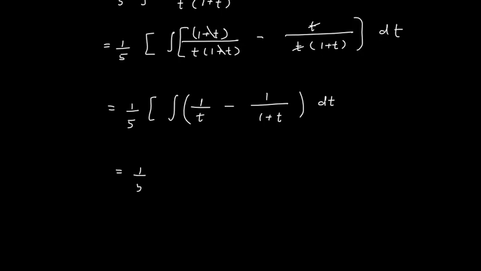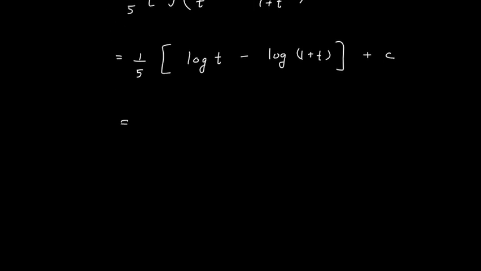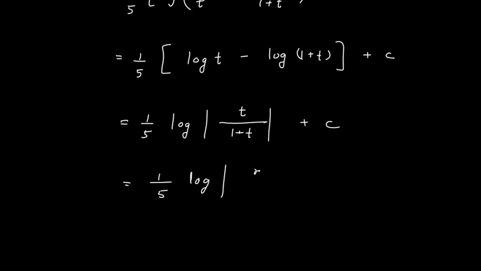So this is 1 divided by 5, and here integration of 1 upon t is what? It is log t, minus log of (1 plus t), plus c. Okay, so this you can write as 1 divided by 5 log of t upon (1 plus t), plus c, and then we resubstitute the value of t. So t is your x power 5. So you say x power 5 upon (1 plus x power 5), plus c. This is your final answer.